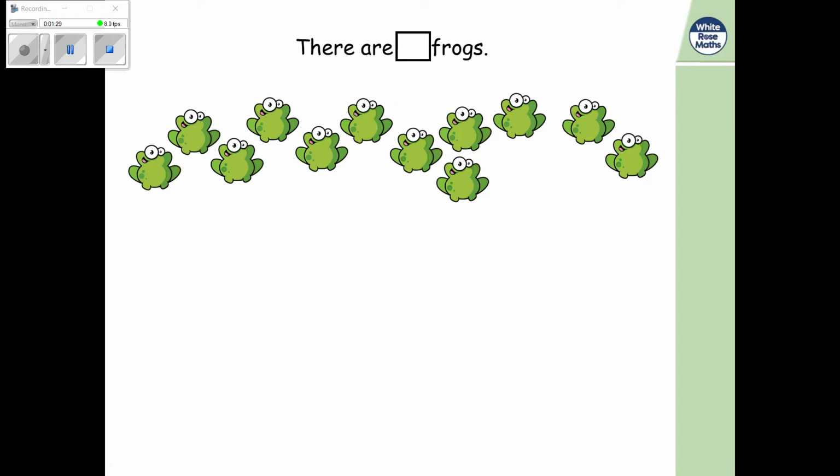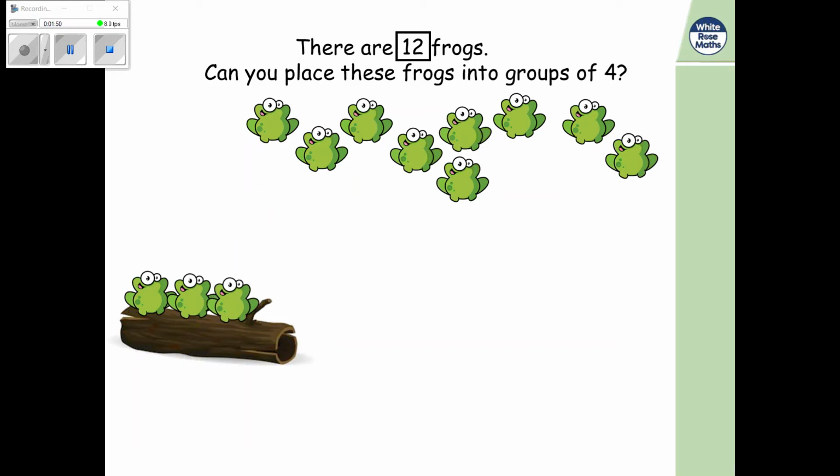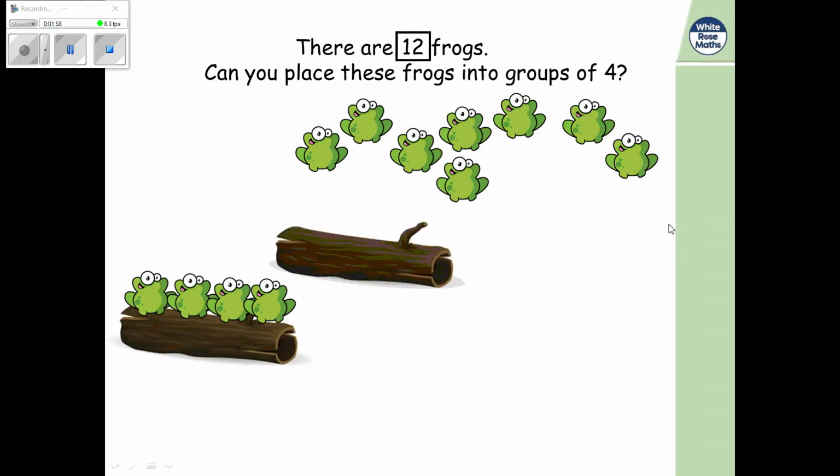Pause here and count our frogs, please. So let's count them together. 1, 2, 3, 4, 5, 6, 7, 8, 9, 10, 11, 12. There are 12 frogs. Can you place these frogs into 4 groups of 4? So I need 4 in each group. So 1, 2, 3, 4. We're doing this first because we know we have to have 4 in each group. So until I complete equal groups of 4, then I know I need to stop.